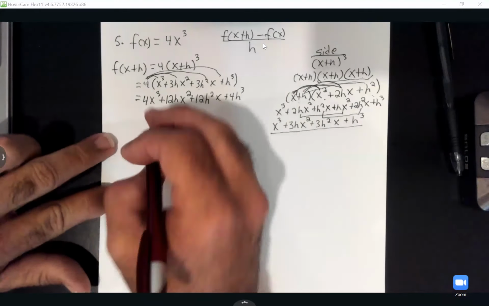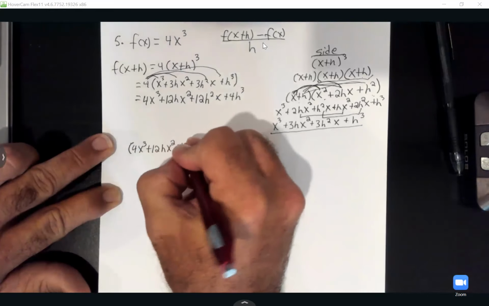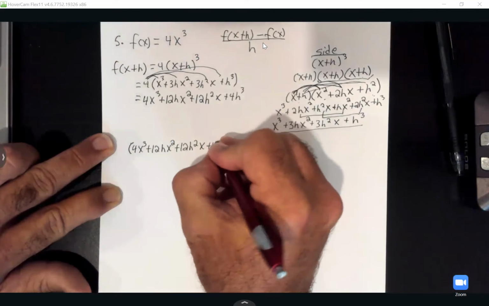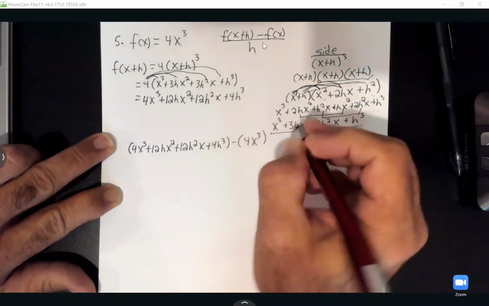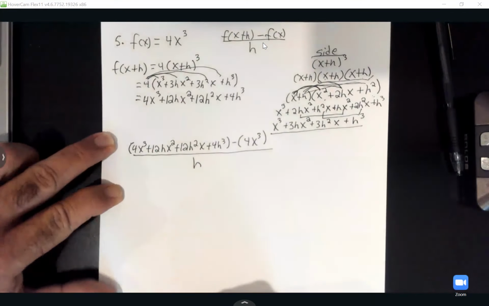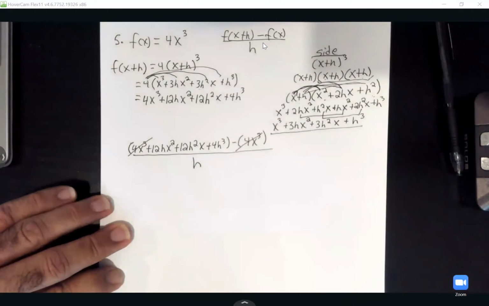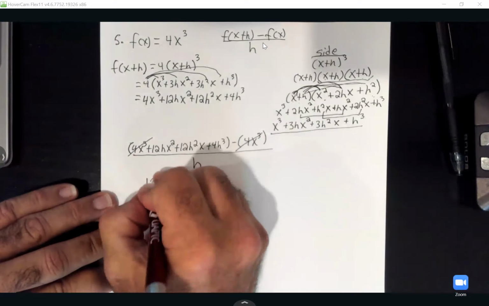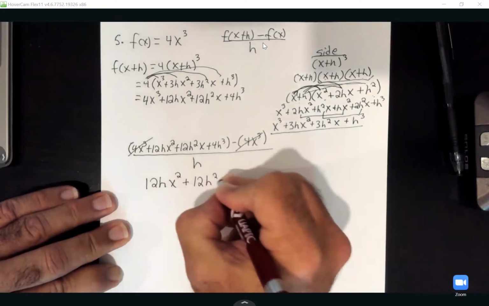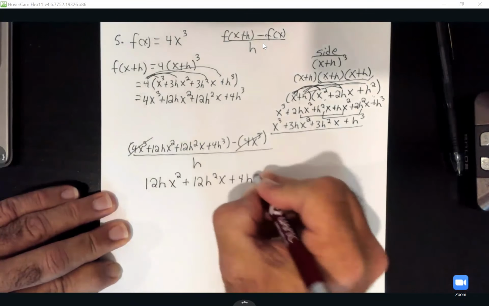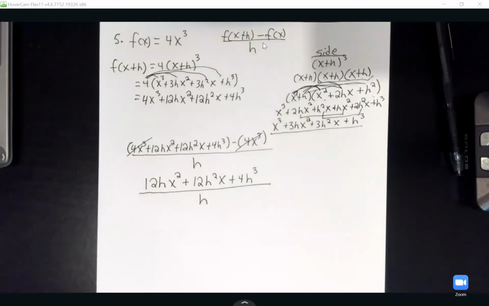All righty, so bring this down as the f of x plus h: 4x to the third, plus 12hx squared, plus 12h squared x, plus 4h to the third, minus my f of x, which was 4x to the third, all divided by h. And if you notice, only one thing's canceling this time. 4x to the third cancels with the negative 4x to the third. So we got 3 things left. We got 12hx squared, plus 12h squared x, plus 4h to the third, all divided by h. Any guesses on my final answer?